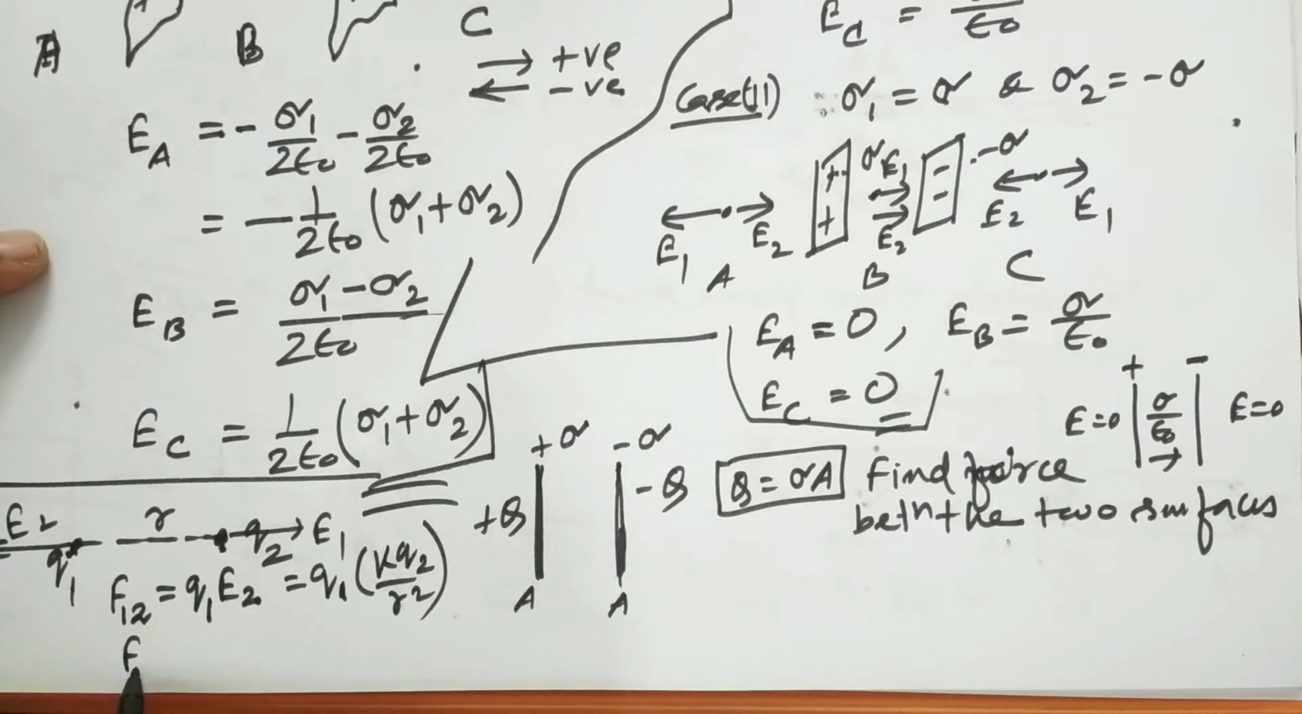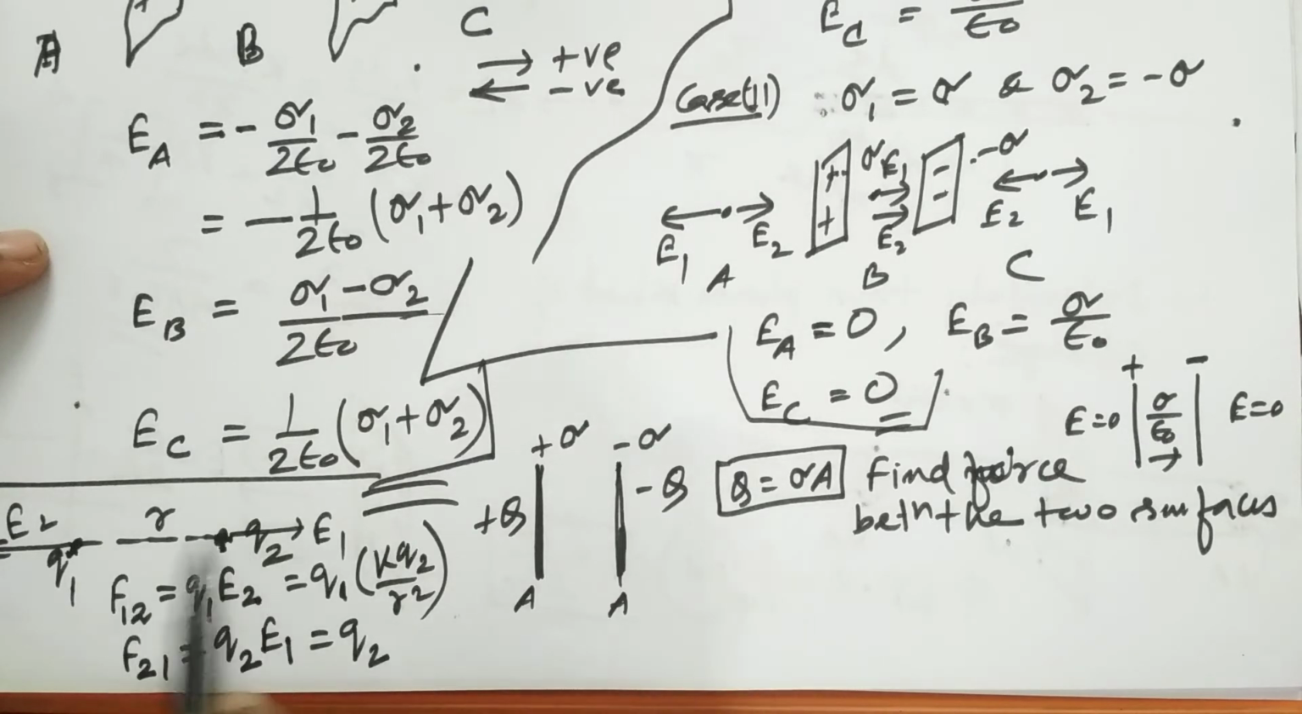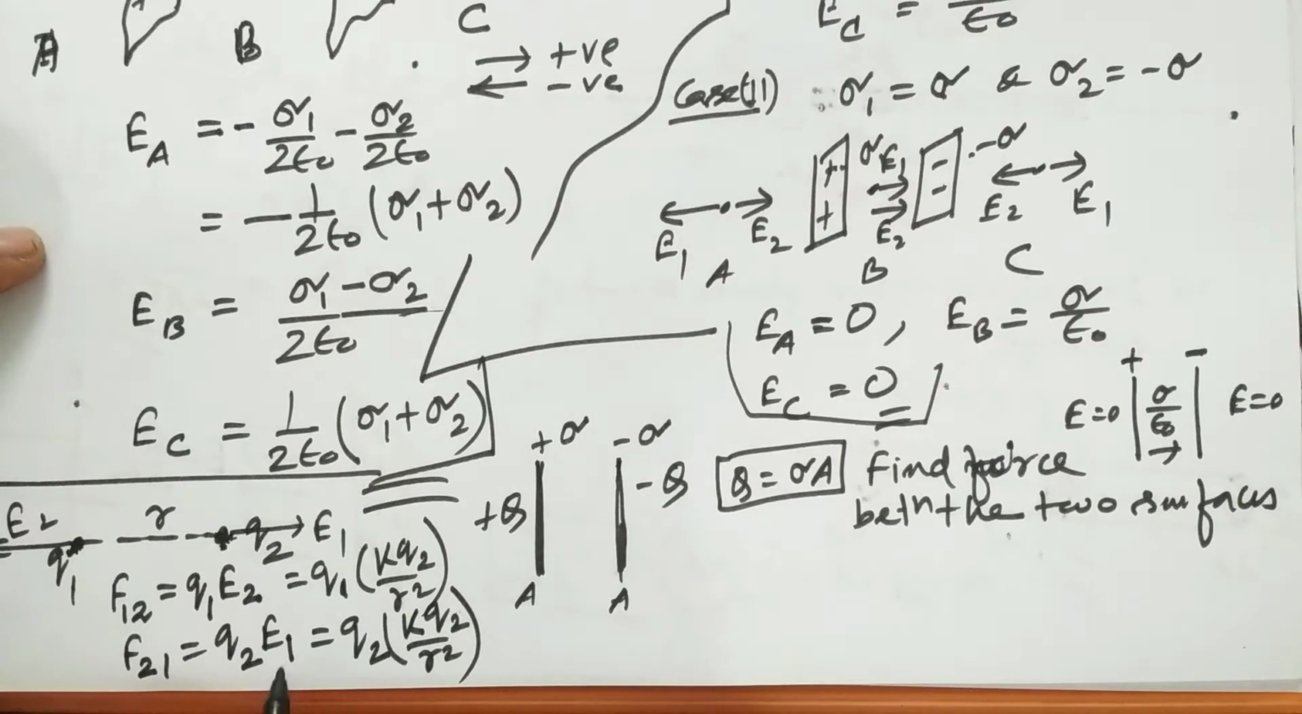Similarly, if I have to find out the force on 2 by 1, then I'll write charge on 2 multiplied by electric field because of 1. Q2, what is the electric field because of 1? K Q1 by R square. So again the force is K Q1 Q2 by R square.